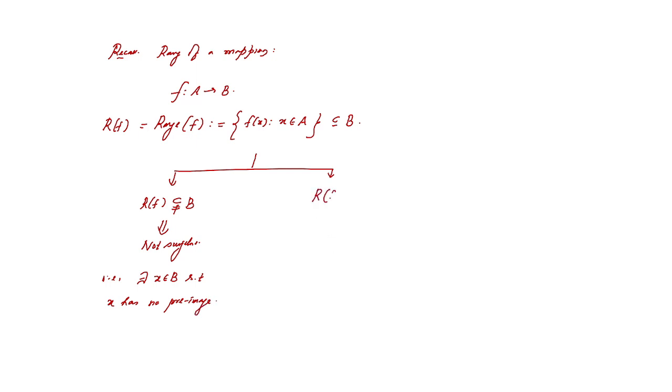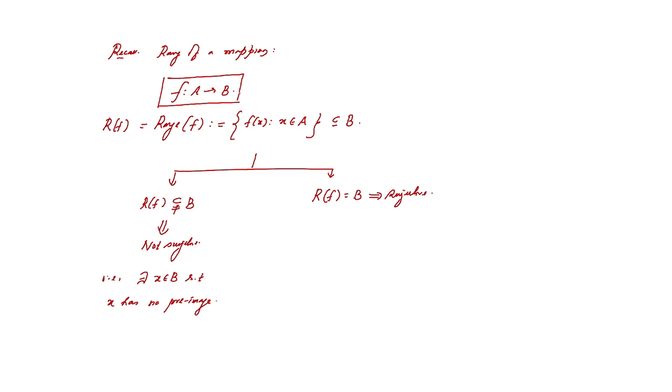Next, if the range of f equals B, that means it is talking about surjectiveness. That means every element in the codomain set must have a preimage in the domain set. Sometimes it is confusing whether the range of f equals the codomain or not. It may or may not be equal. In the surjective case, the range of f must be equal to the codomain set. But in the not surjective case, it is a proper subset of the codomain set.